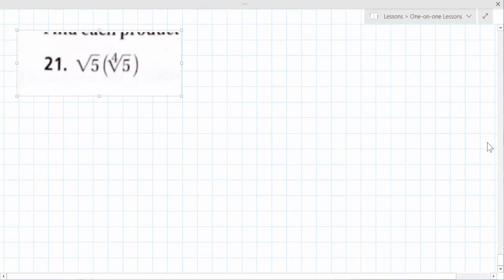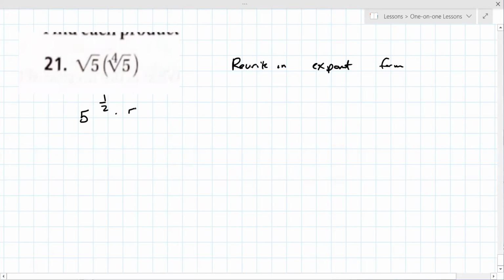All right, so this is kind of like a previous problem. If you rewrite in exponent form, I think we've done some problems where we went from log to exponent. It's kind of similar. This is 5 to the 1/2 times 5 to the 1/4. So when the bases are the same, you add the exponents. This is 5 to the 2/4 plus 1/4, which is 5 to the 3/4.